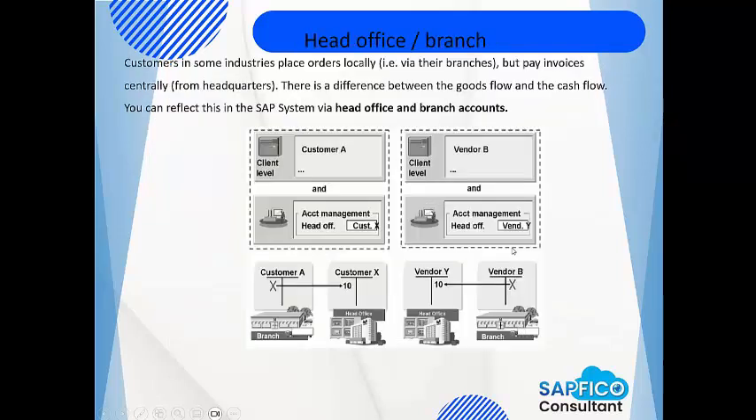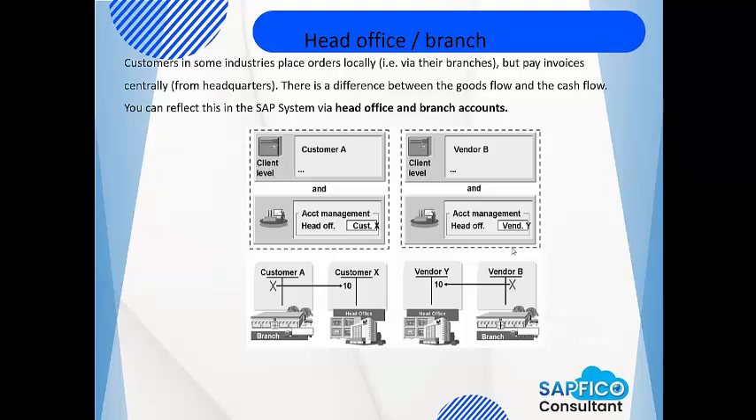Head office branch concept. Customers in some industries place orders locally, that is via their branches, but pay invoices centrally from headquarters. So there is a difference between the goods flow and the cash flow. You can reflect this in the SAP system via the head office and branch account.